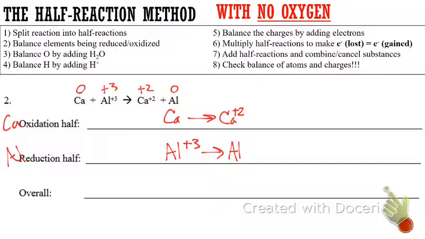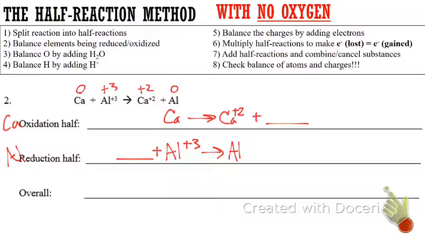So now I'm going to balance my oxygens by adding H2O. Wait, there's no oxygens. There's also no hydrogens. So we're kind of jumping straight from step 1 to step 5. Going to balance these charges by adding electrons in their appropriate places. So which side am I going to be adding these on? The oxidation reaction, oxidation is losing, so it's the product side. Reduction is gaining, so reduction is reactant side.